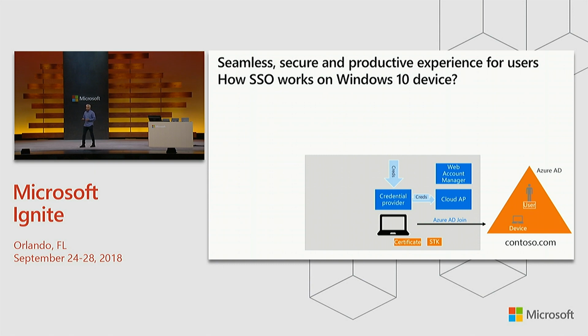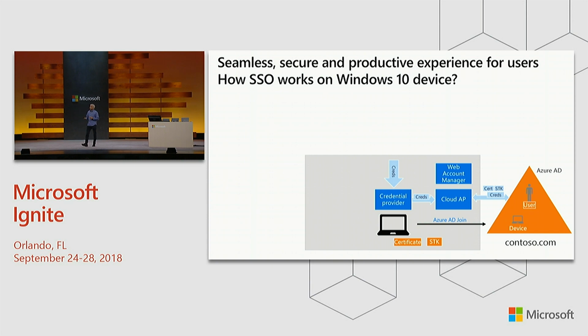The creds are then passed to our cloud API, which is the cloud authentication plugin, which then sends that information to Azure AD, along with the cert and the SDK that it received as part of the Azure AD join process. Again, all of this information about the cert and the SDK is stored in the TPM, so it is protected as part of the trusted platform module.